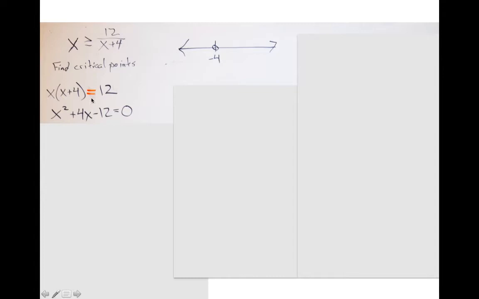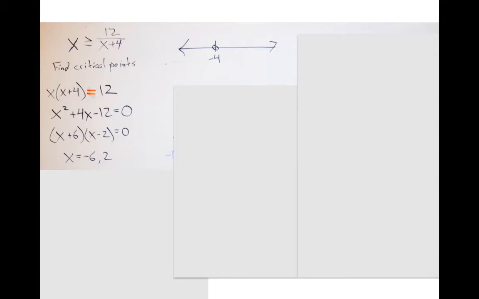So for a moment, I'm going to pretend that these two things are equal, and I'm going to multiply the denominator, the x plus 4, on both sides. So then I have, once I distribute, x squared plus 4x, and then I'm going to subtract 12 from both sides, so then I have the minus 12 equals 0. And then that's a nice quadratic that I can factor pretty easily, so I get x plus 6 times x minus 2.